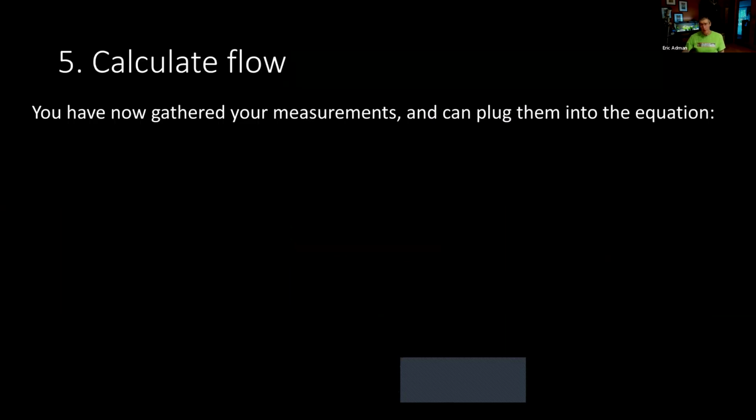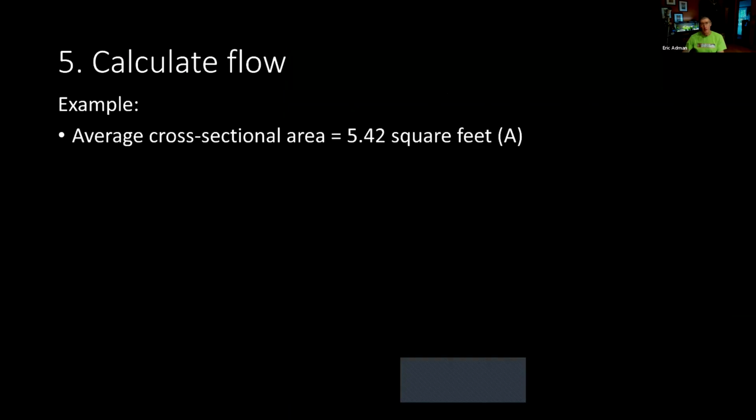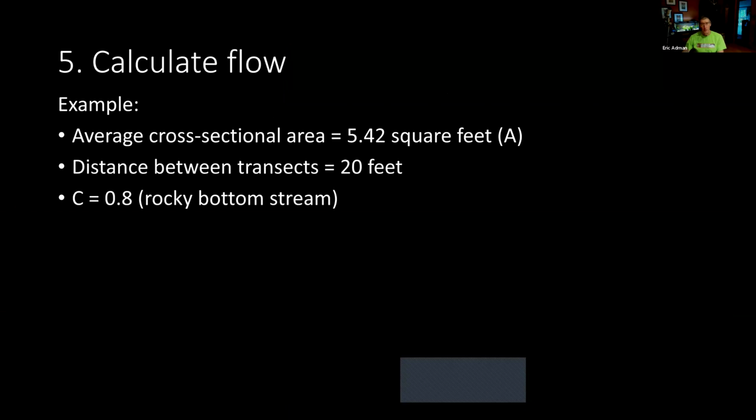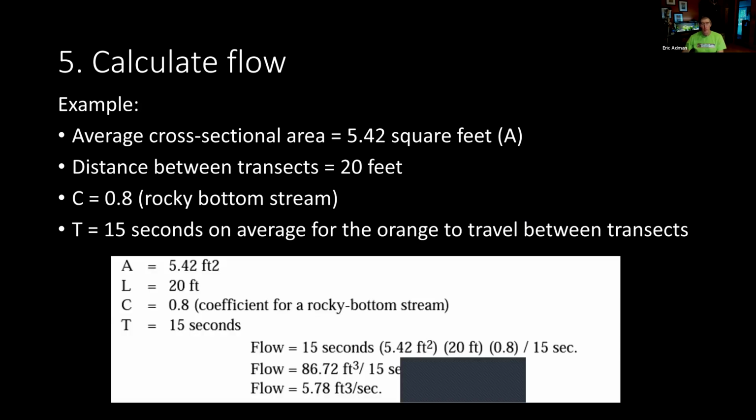So now you've got all the measurements that you need, and you're going to plug them back into that equation that we talked about. In our example, the average cross-sectional area was that. That was our distance between the transects. We used that coefficient because it was a rocky bottom stream. And our time was 15 seconds on average. So if those were all the measurements that we took, then that would be the number that we end up with when you multiply it all out, 5.78 cubic feet per second.